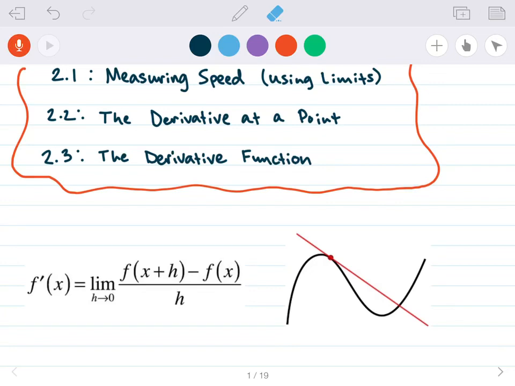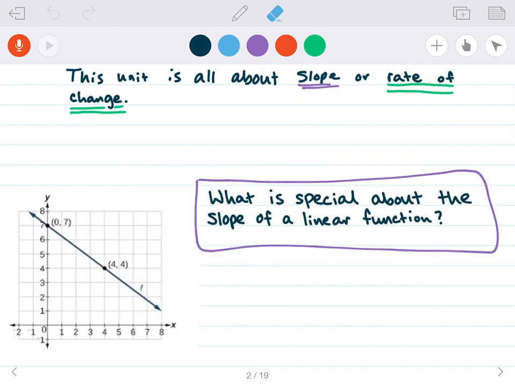Hey guys, in this video we're going to talk about 2.1 through 2.3 in the textbook. In particular, we're going to talk about limits and how they relate to something called a derivative. So, first thing we're going to talk about is slope.